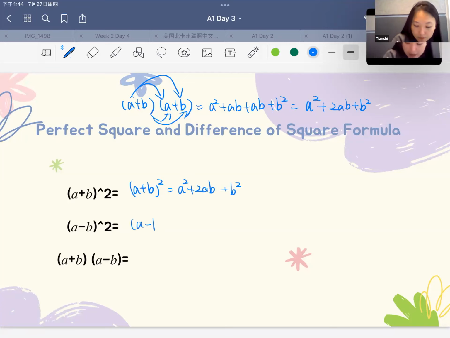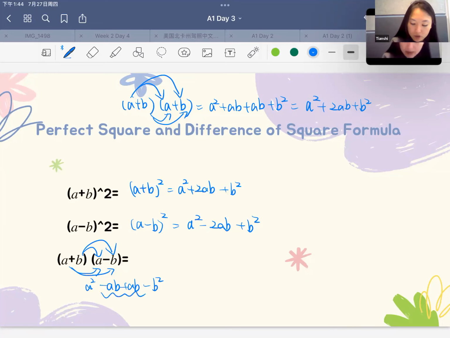And (a minus b) squared. It's very similar, except that the second term becomes negative. So it's a squared minus 2ab and then plus b squared. And for the third one, this is called the difference of squares formula. Let's do the calculation. It's a squared and then minus ab, and then here we have plus ab, and here we have minus b squared. So the second term and the third term cancel out each other, and the result will just be a squared minus b squared. If you are not familiar with these three formulas, definitely take notes. Okay, so that's all for the review part.